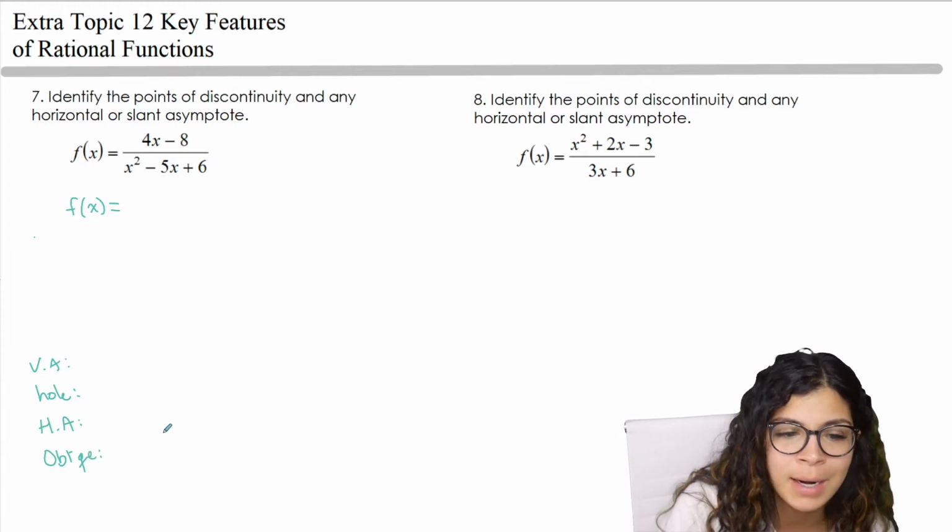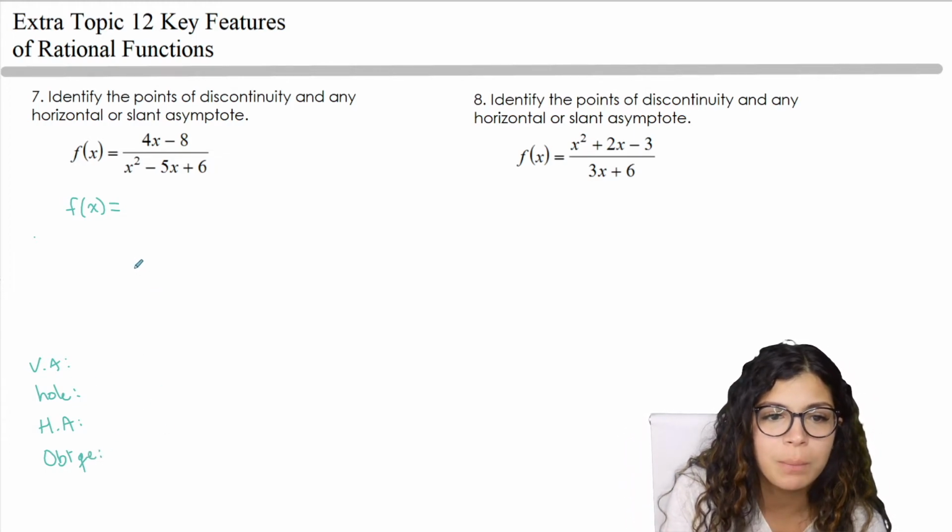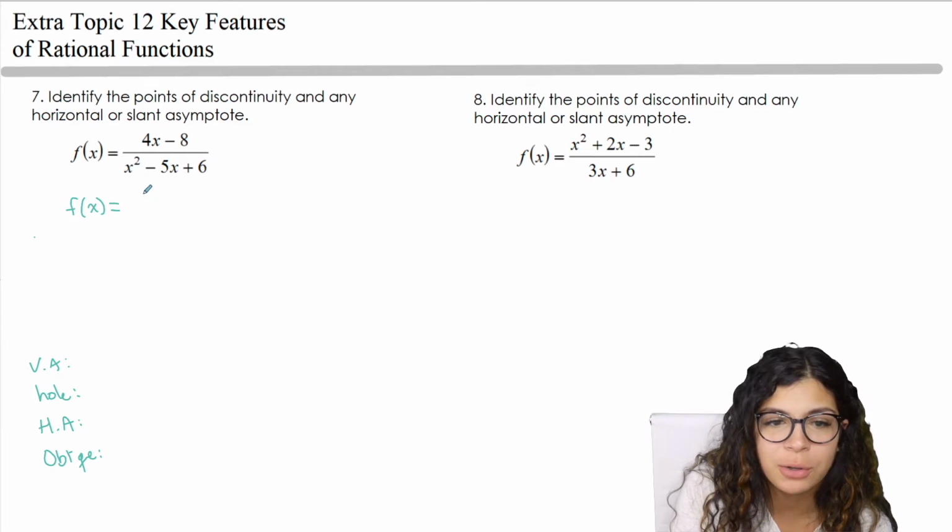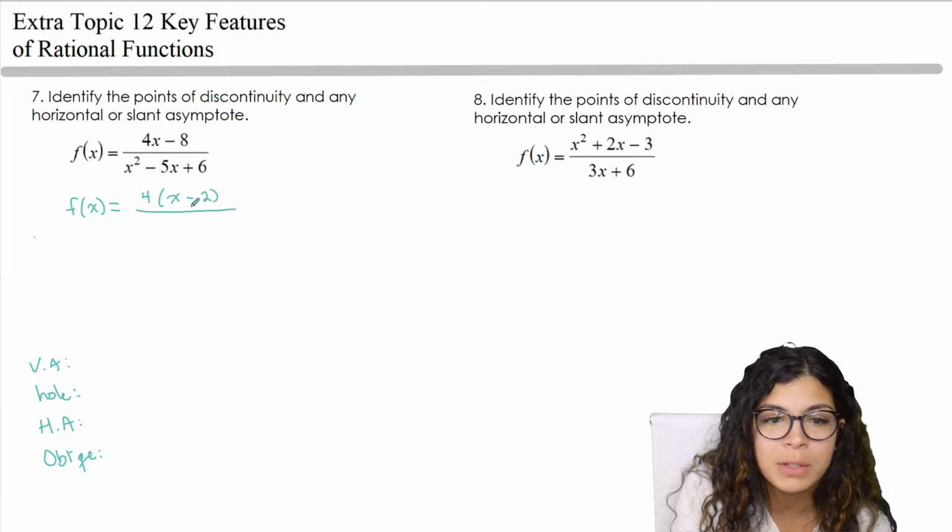And those are the things that I'm looking for. So let's start with factoring. We can factor out 4 from the numerator, we get x minus 2. In the denominator, this would factor into x minus 3 times x minus 2. So we do have an x minus 2 that cancels.